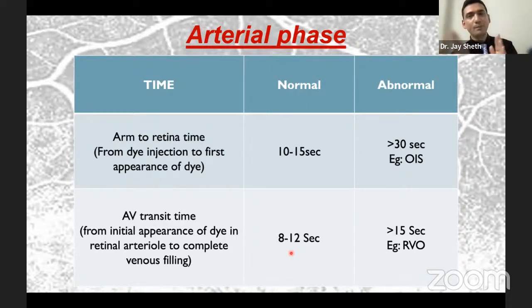So there is some kind of blockage happening at the level of the retinal veins, because of which we are able to see the pathology. So usually it is seen in patients with a retinal venous occlusion.